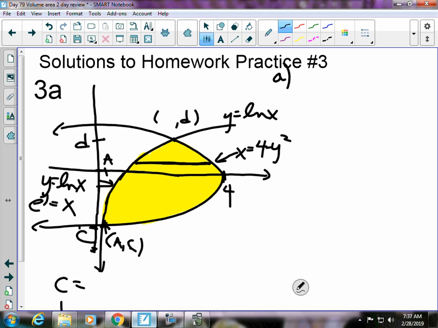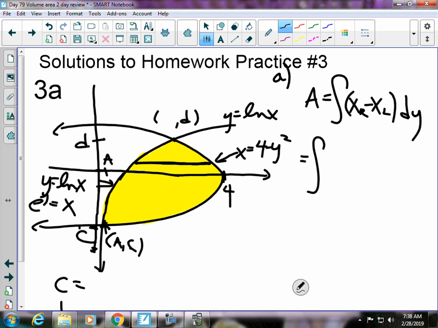Okay, so we're going to find area by integrating x right minus x left. Oh, I should have asked you that. It's dy. If you're using horizontal strips, it's dy, right? Okay. So x right, we actually had what x equals already. It was x on the parabola. So that was just 4 minus y squared.